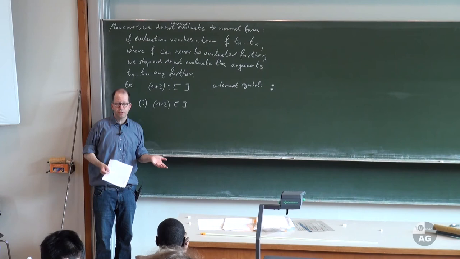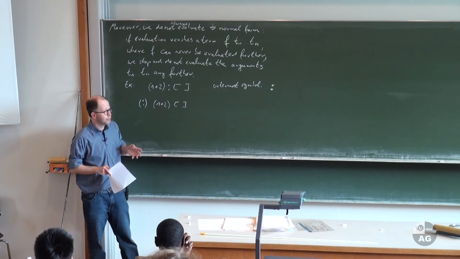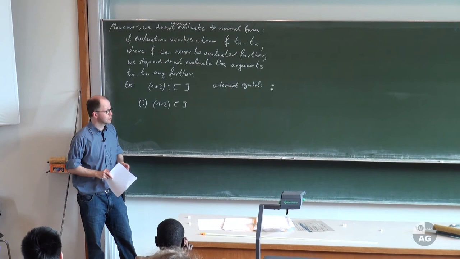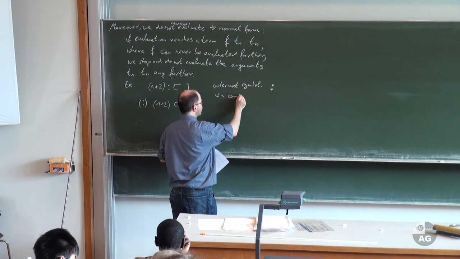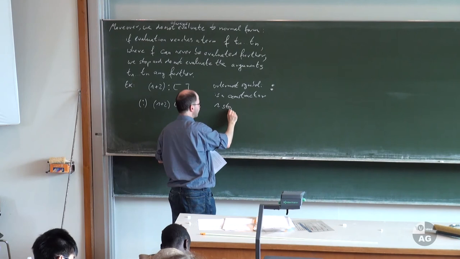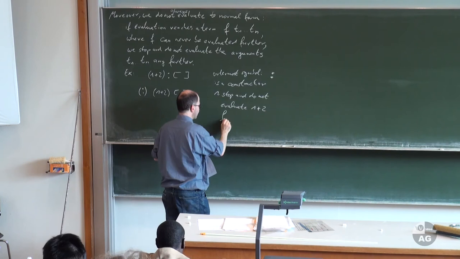And this will be needed for pattern matching, because pattern matching works in that way. If we have to evaluate an argument, we don't evaluate it completely. We evaluate it only until we know the constructor on the head, on the top position. And then this is sufficient to continue with the pattern matching. So here we stop and we don't continue evaluating any further. So the outermost symbol colon is a data constructor. And therefore, here we stop and do not evaluate the subterm 1 plus 2 further.